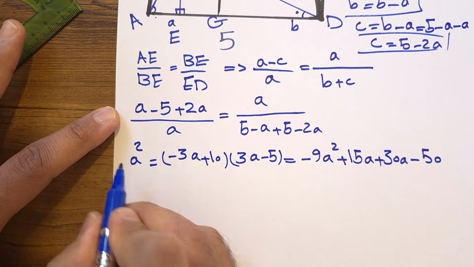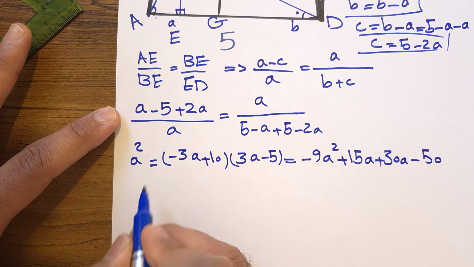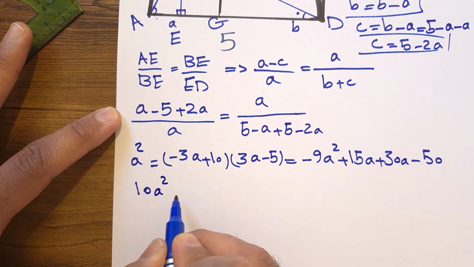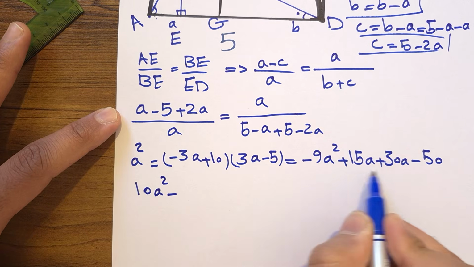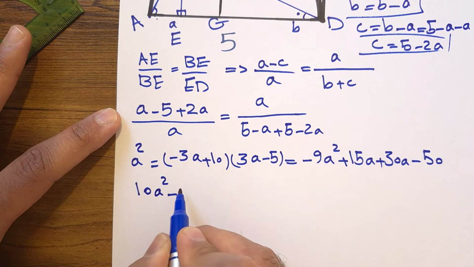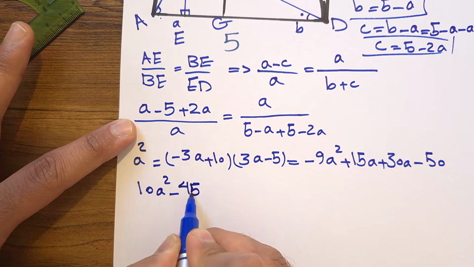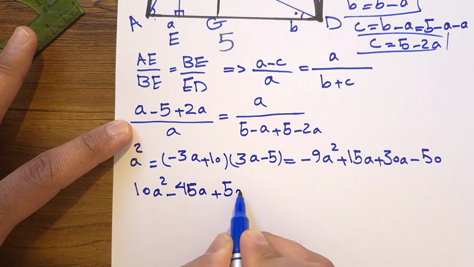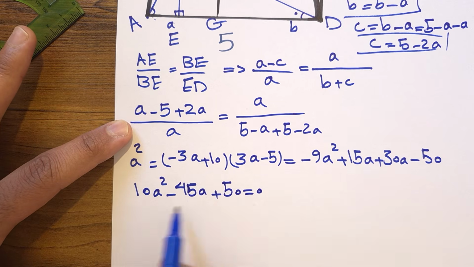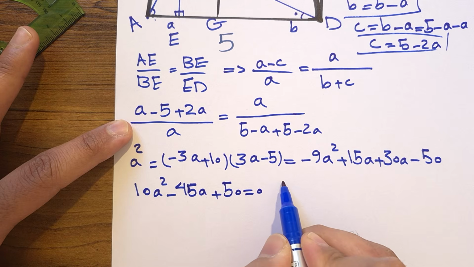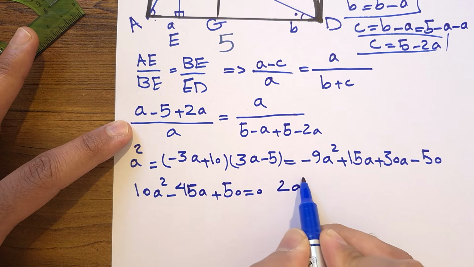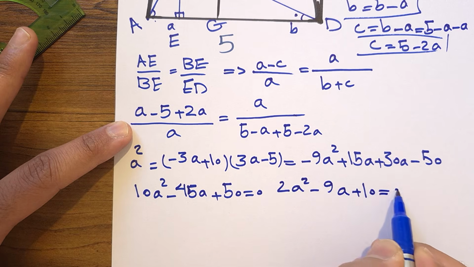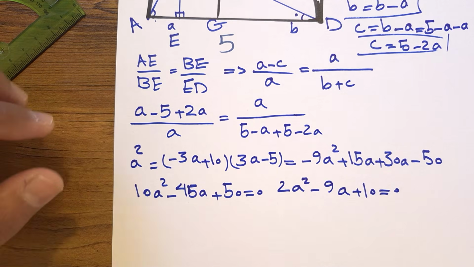So plus 9A squared and 1A squared is just 10A squared minus, this is 45A, so bring it to this side, minus 45A. This is minus 50, bring it to the other side, is plus 50 equals 0. Then we can divide by 5. So 2A squared minus 9A plus 10 equals 0. So now it's very simple. We can just solve for A.